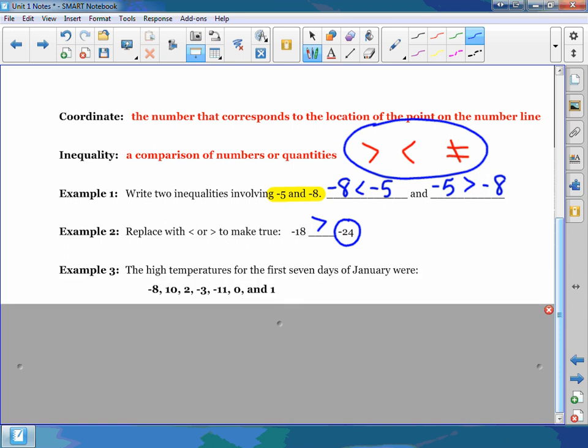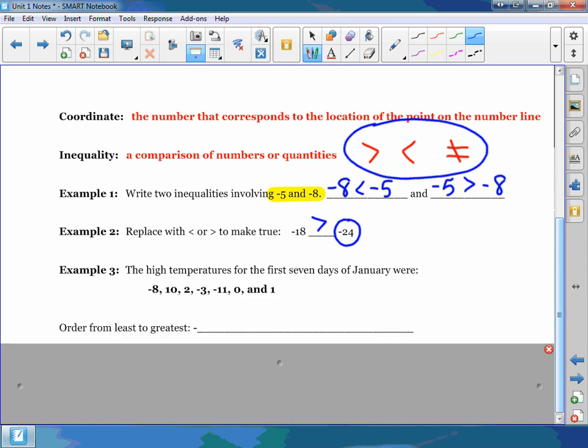Likewise, here on this next example, we're talking about temperatures. So we have these temperatures here: -8, 10, 2, -3, -11, 0, 1.